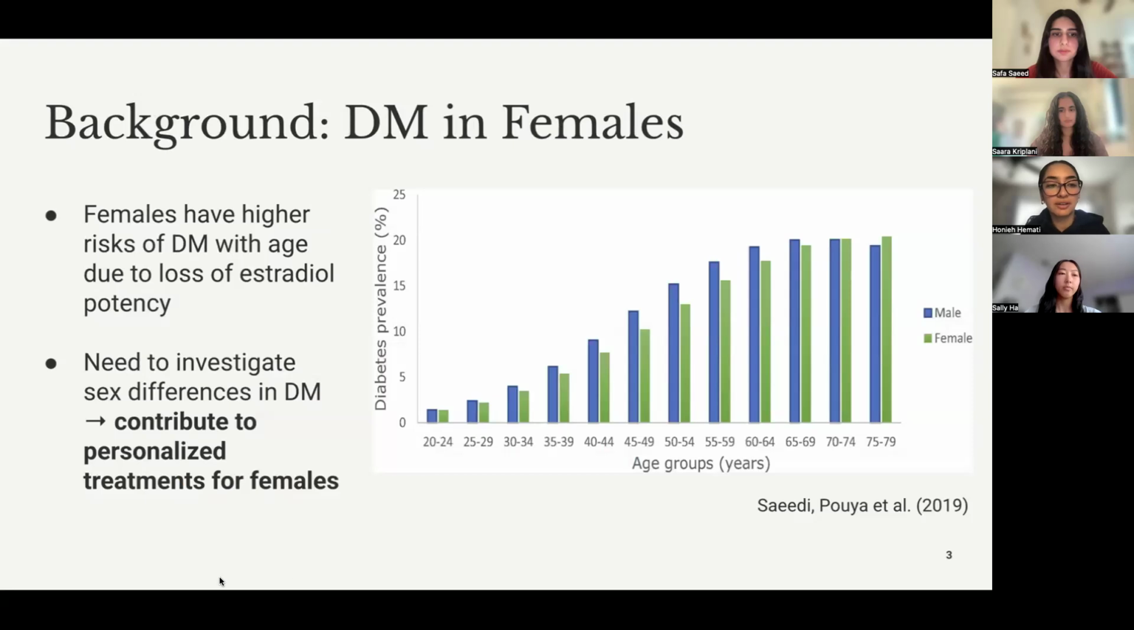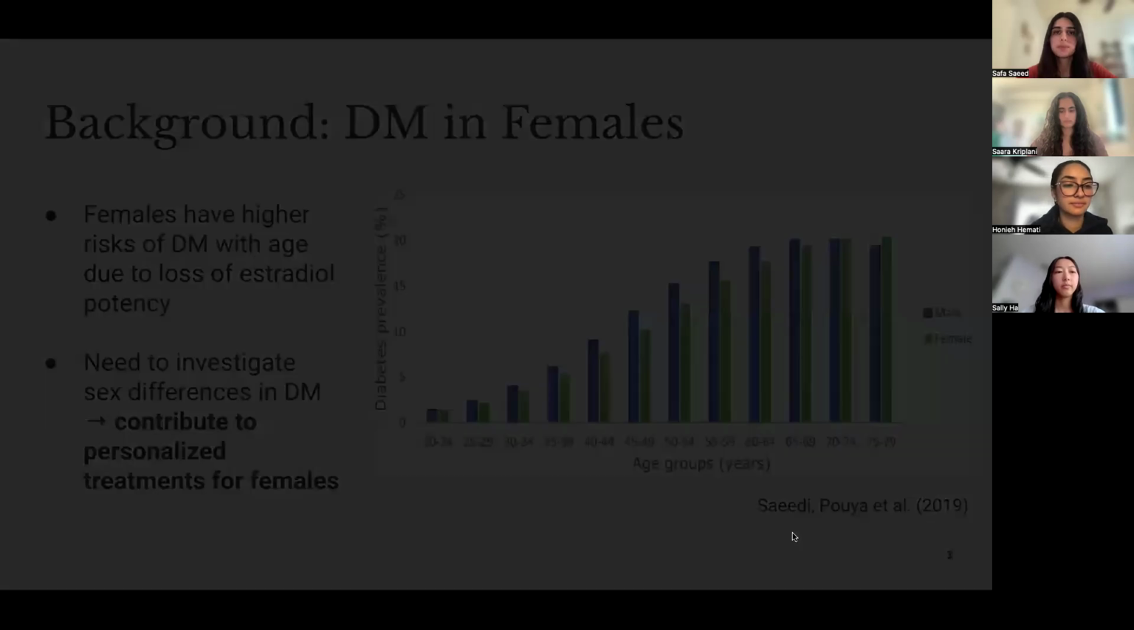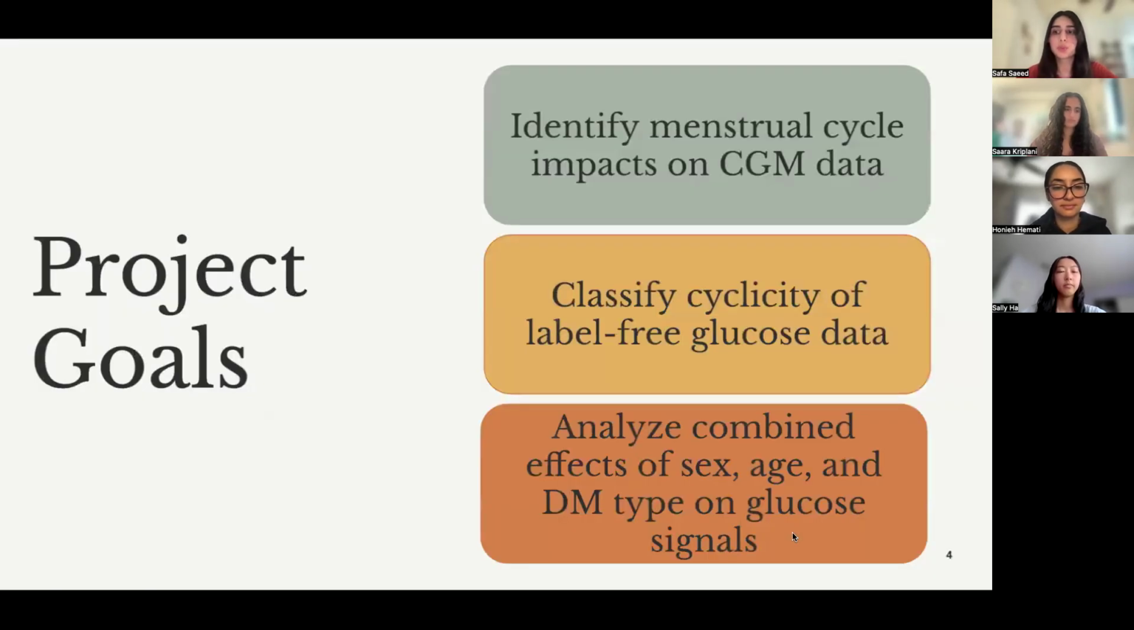The long-term goal of our project is to investigate hormonal fluctuations throughout a female's cycle to inform personalized, cycle-specific treatment options for diabetes. For this project, we developed three goals.